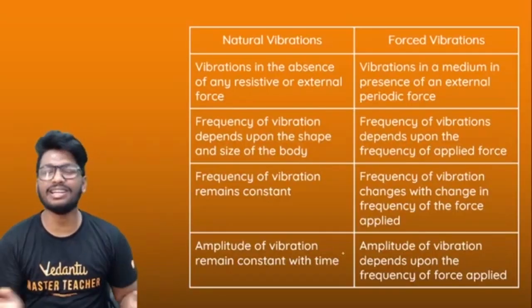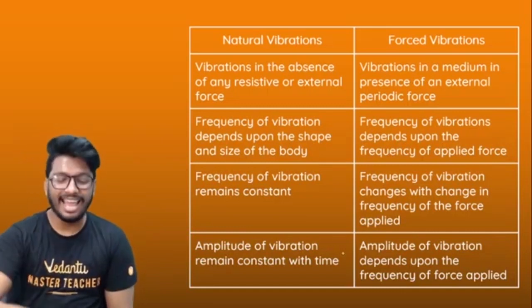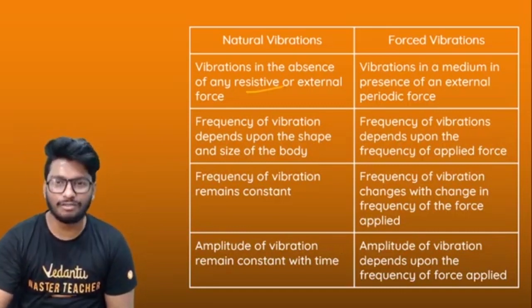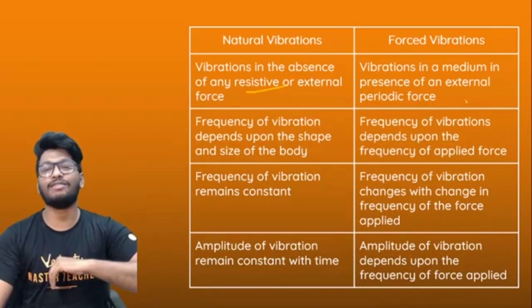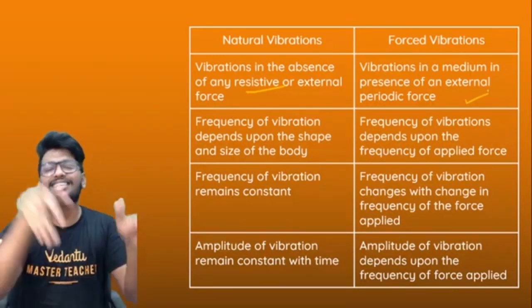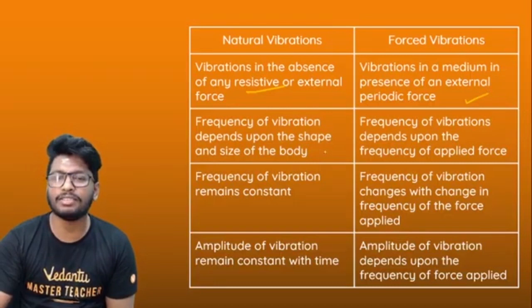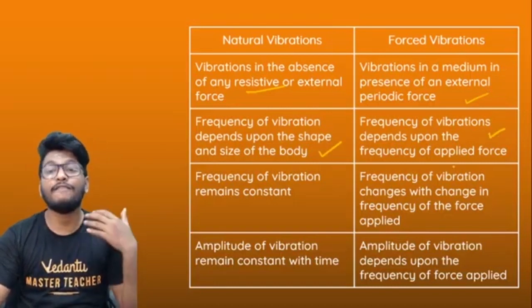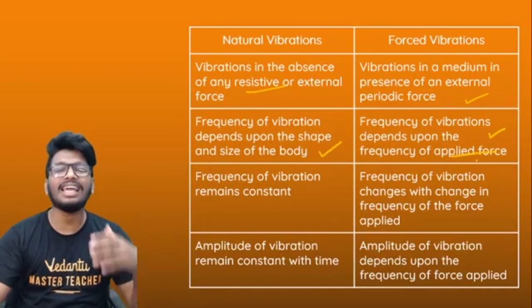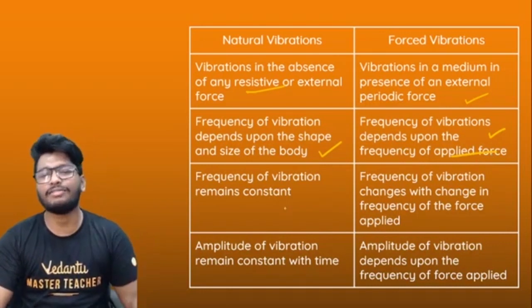Now again, what is the difference between natural and forced vibration? This is the major difference, guys. In natural vibration, there is no resistive force acting on it. Here in forced vibration, there is a resistive force, and there is an external force also acting on it. In natural vibration the frequency depends on the shape of the body. Here the frequency depends on the force applied, whatever force you apply. In natural vibration the frequency remains constant.